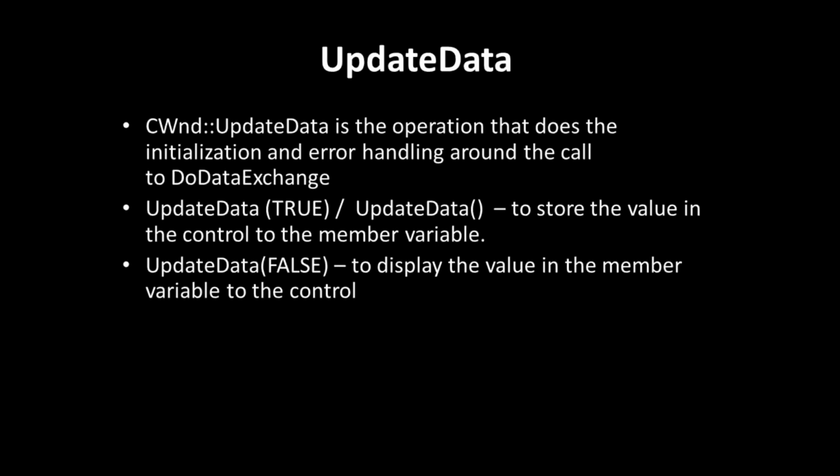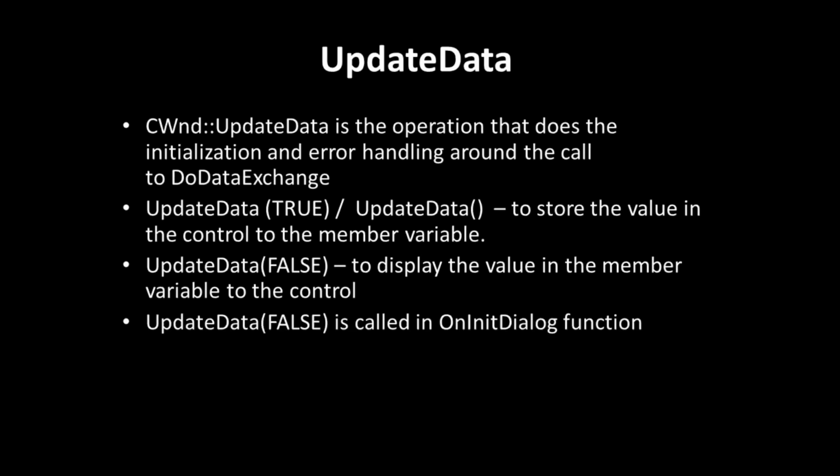For example, the value 27 is stored in the database for a particular person or employee. So when you open that employee record, then you want to show that value in the UI. That is the time we call UpdateData(FALSE). So the value stored in the member variable gets reflected in the control. When you do UpdateData(TRUE), it's the reverse. The value entered in the control gets set to the member variable.